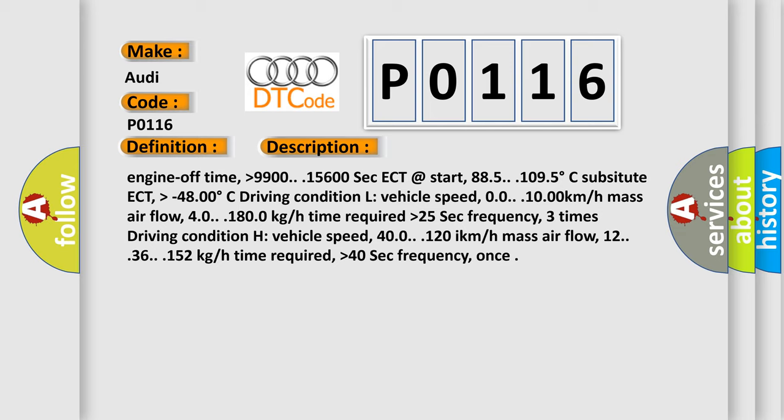Engine off time, higher than 9900. 0.15600 sec. ECT at start, 88.5. 0.109.5 degrees Celsius. Substitute ECT, higher than -48.00 degrees Celsius. Driving condition L: vehicle speed 0.0.10.00 kilometers per hour, mass airflow 4.0.180.0 kg/h, time required higher than 25 sec, frequency 3 times. Driving condition H: vehicle speed 40.0.120 km/h, mass airflow 12.36.152 kg/h, time required higher than 40 sec, frequency once.